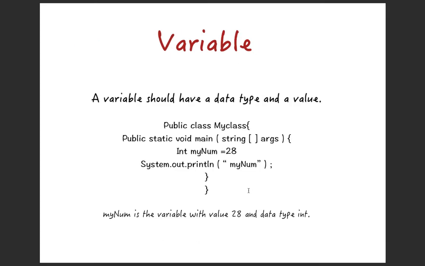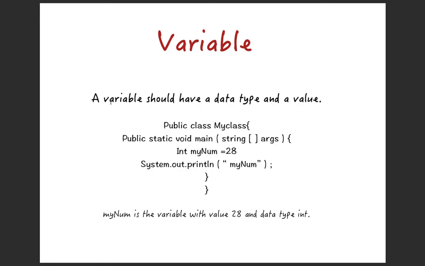Now I am coming to variable. A variable should have a data type and a value. Here I am trying to open the example: public class MyClass, public static void main String args, int myNum = 28, System.out.println myNum, and myNum is the variable with value 28 and data type integer. So what we have done, we have defined a class, then we have declared a method, and here we have declared a variable. The name of the variable is myNum.